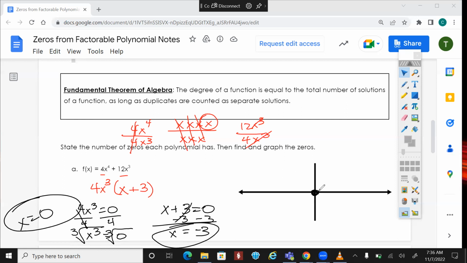So x equals 0 and x equals -3. Factor and then solve for the solutions.